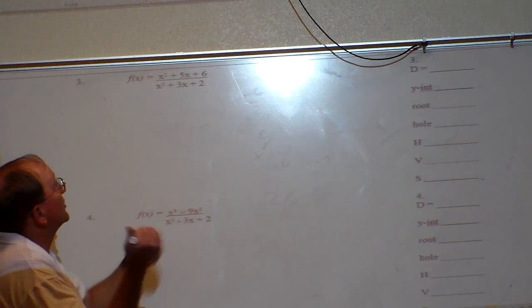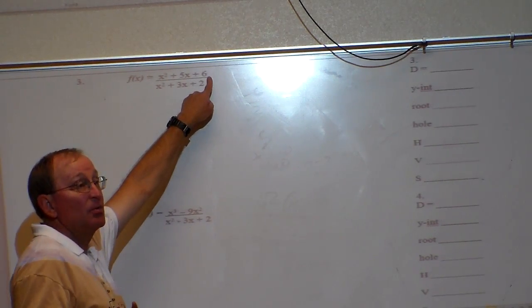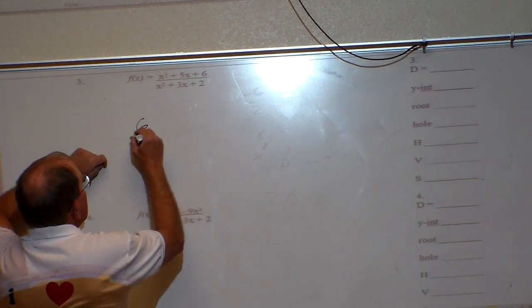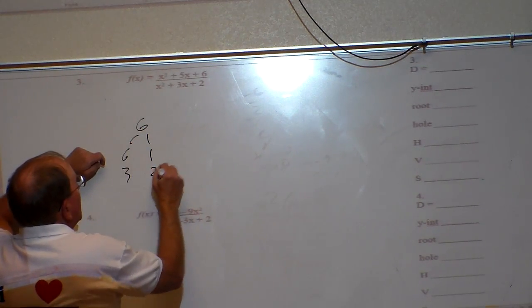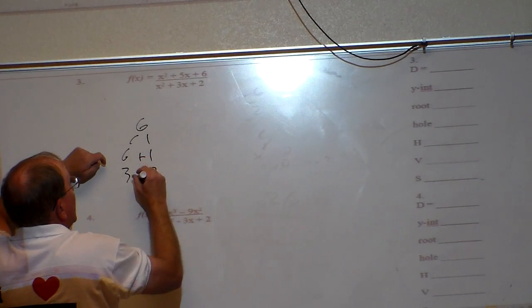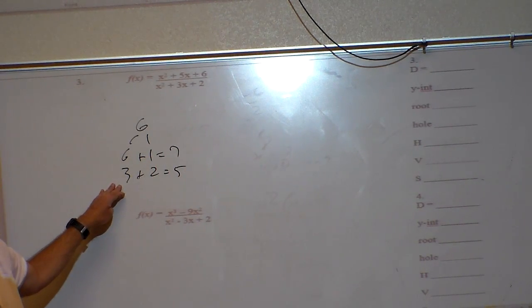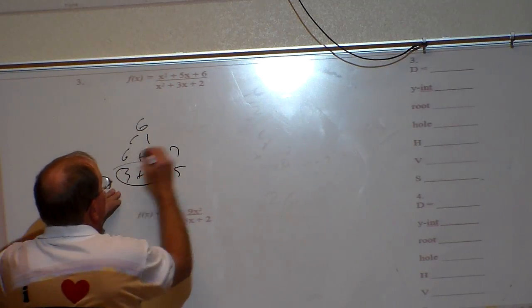Factor. The factors of 6 are 6 and 1 and 3 and 2. And you have to add them because that's a plus. So which one? This one makes 7 and this one makes 5. So what are the factors I want to use? 3 and 2, because that made the 5.